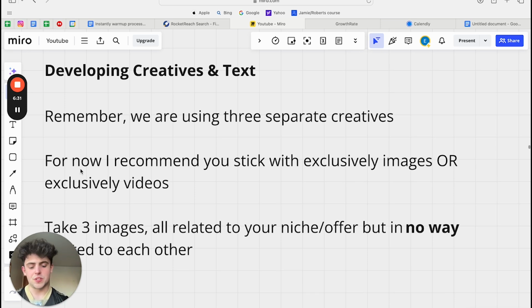The reason for this is that you simply have no basis as to what is going to work for your service or for your audience or for anything. You don't know, and it wouldn't really be a fair test if you come in with really stupidly different stuff. Although you do want some variety, which I'll talk about now. Just stick with images, stick with videos. You can test it later, don't worry.